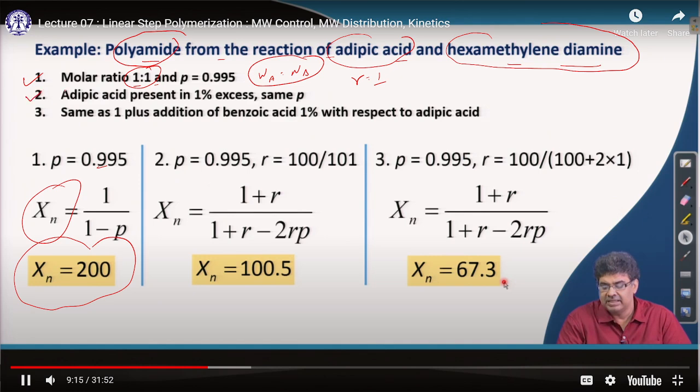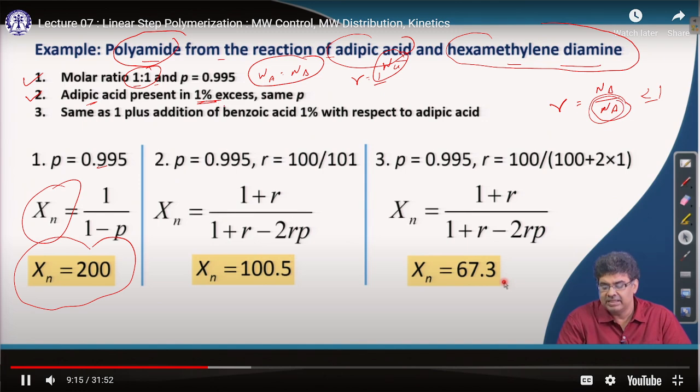Now we are moving to the second condition, where you are putting only 1% excess of acetic acid. So acetic acid is Na, and now you are keeping Na higher. So to find R you need to find Nb upon Na. Why am I not writing Na upon Nb? Because here the Na concentration is higher. To keep this ratio equal to or less than 1, I need to put Na in the denominator. Then only the ratio will be less than 1. So I put Na like that.